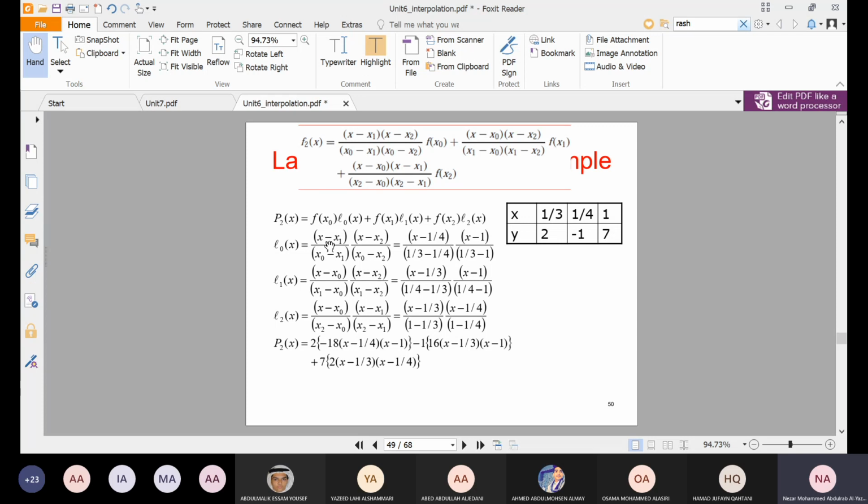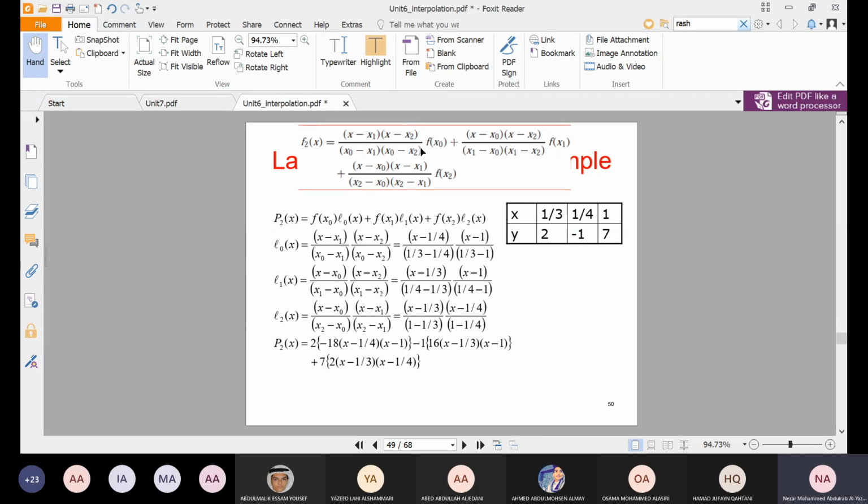Okay, and x0 is equal to 1 over x minus x1, where x0 is 1/3 and x1 is 1/4. I substitute here, and here again I have x minus x2 over x0 minus x2. The same things we do for L2 and L1.